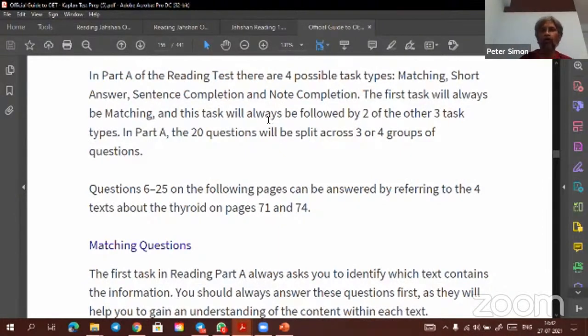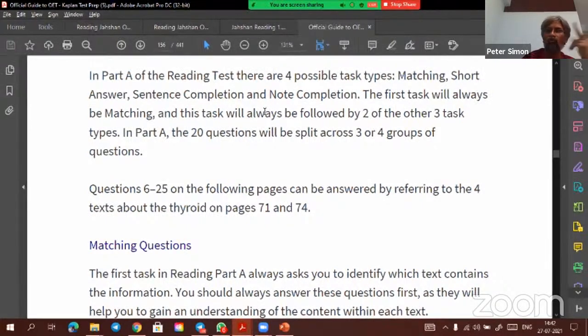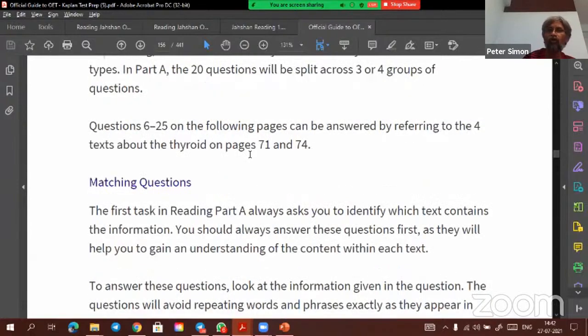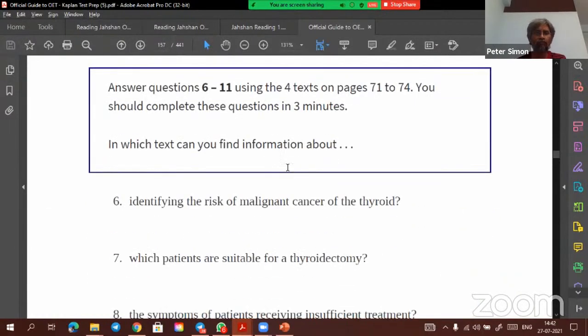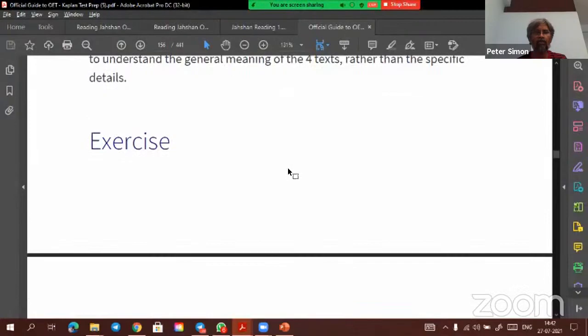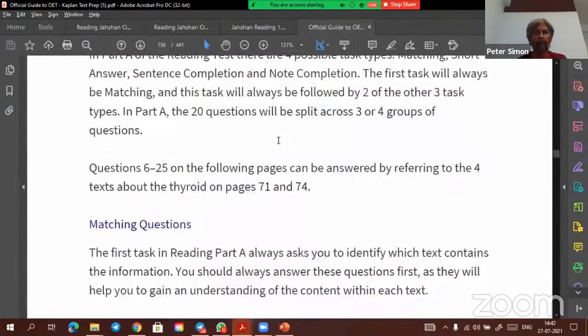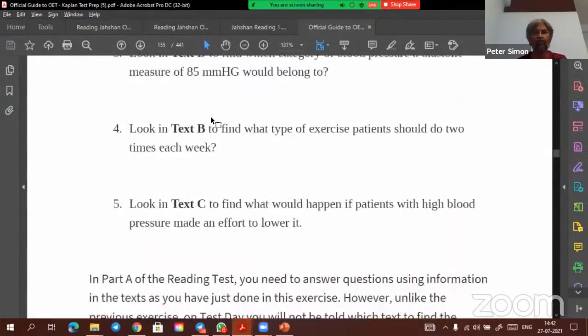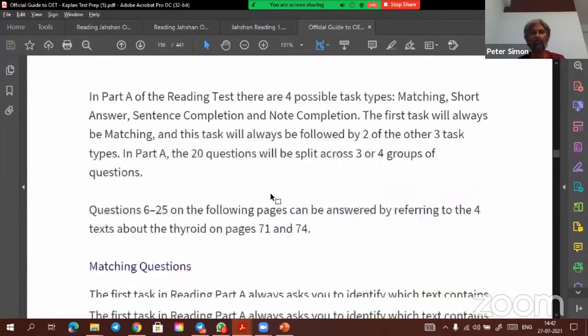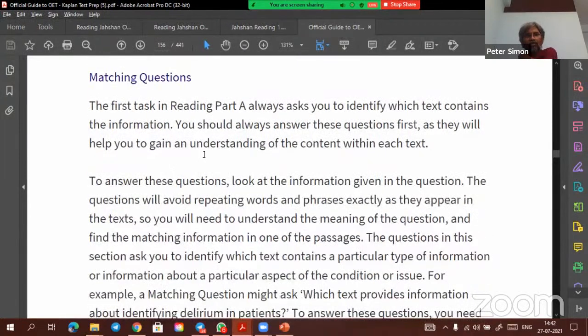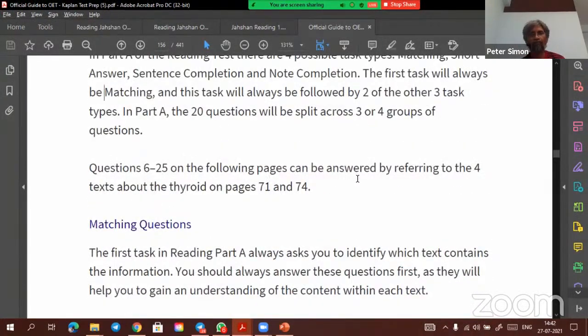Remember that. Okay. Then next one, followed by 2 of the other 3 tasks. Only 2 out of them, not 3, 2. So you have to refer to the question paper and then you have to answer the question. So that is, you have seen here, 1, 2, 3, 4, 5 over. So then 6 to 25. Question 6 to 25.